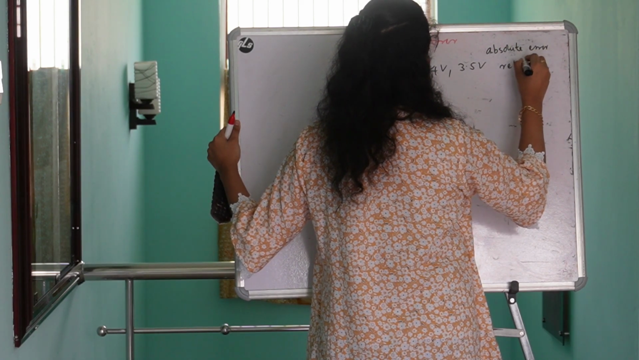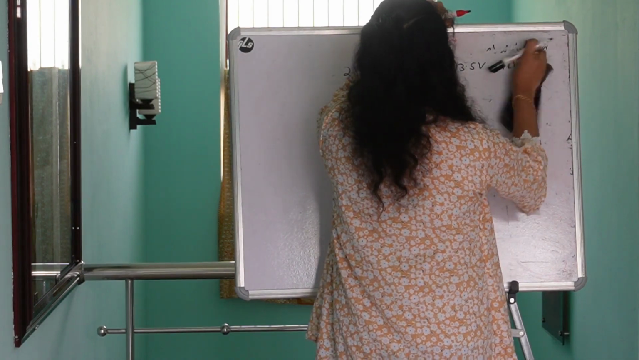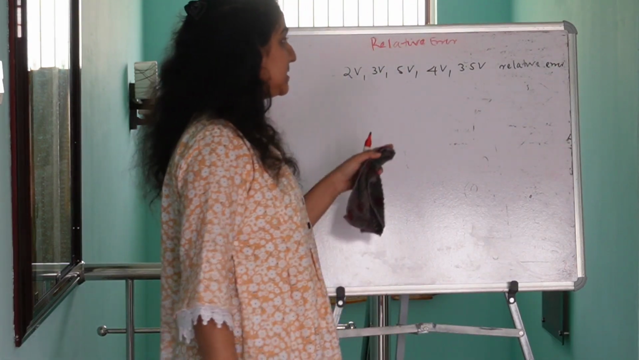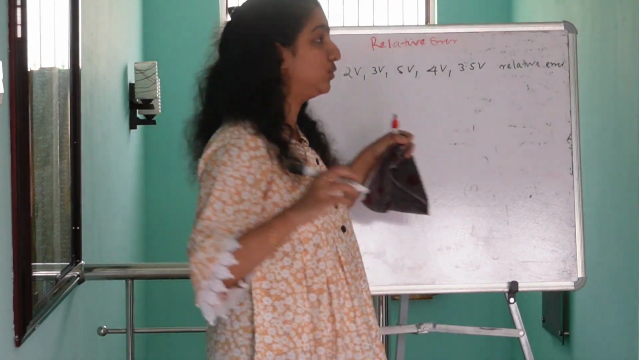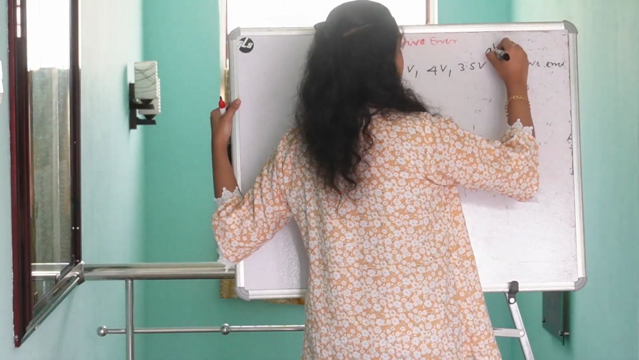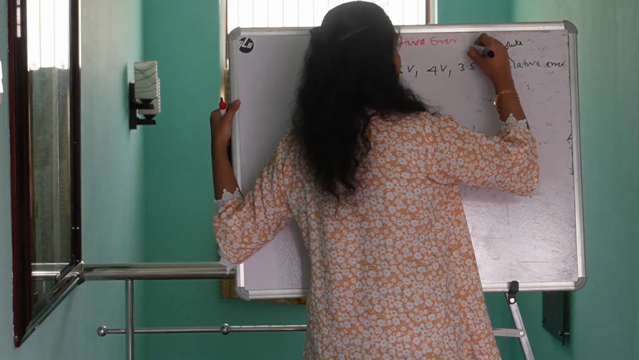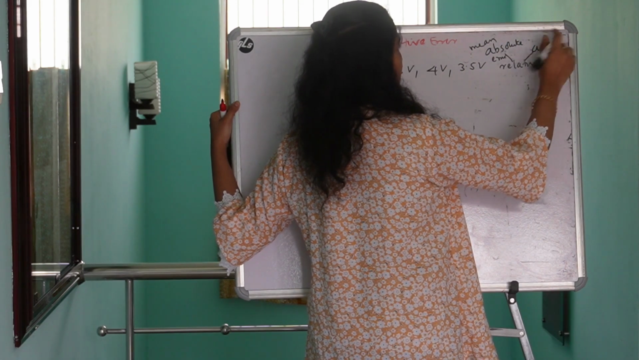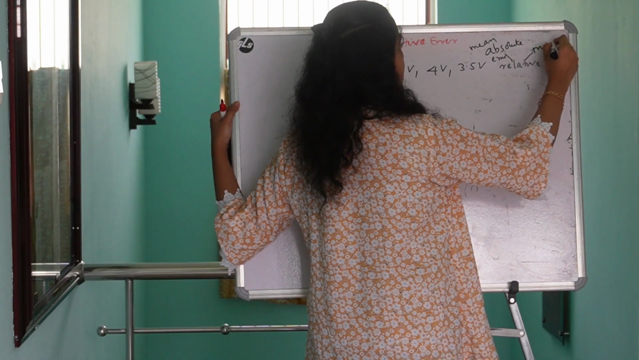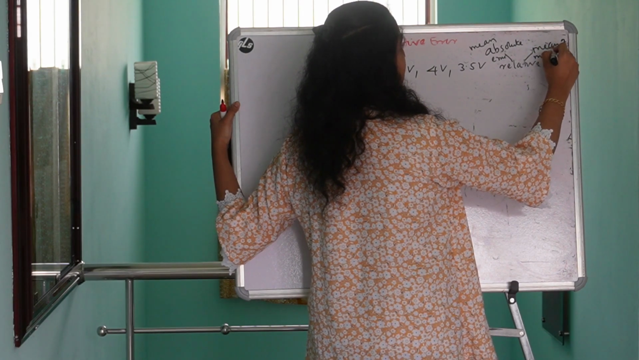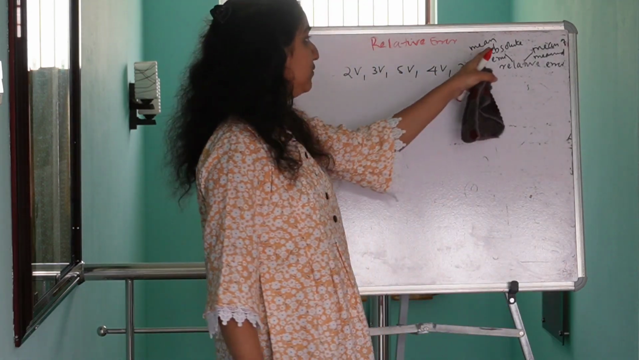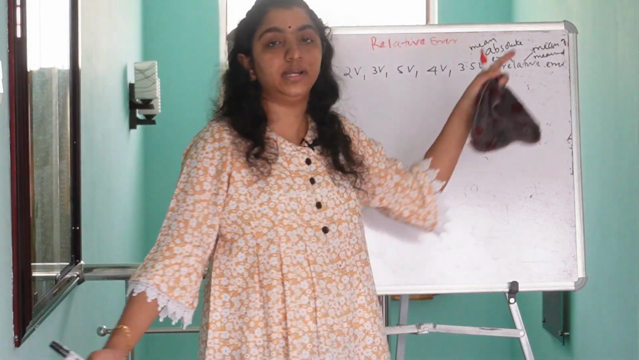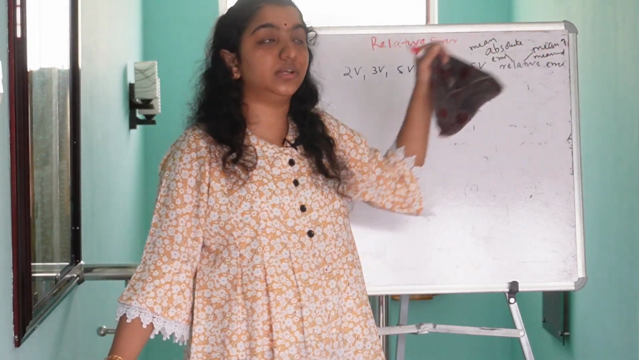And relative error. Okay, not absolute error. Here I have to find relative error. For finding relative error, we need two parameters. One is mean absolute error, and the other one is actual value, or we can say mean of measured values, isn't it? We are not provided with these two values directly, so here we have to find them.